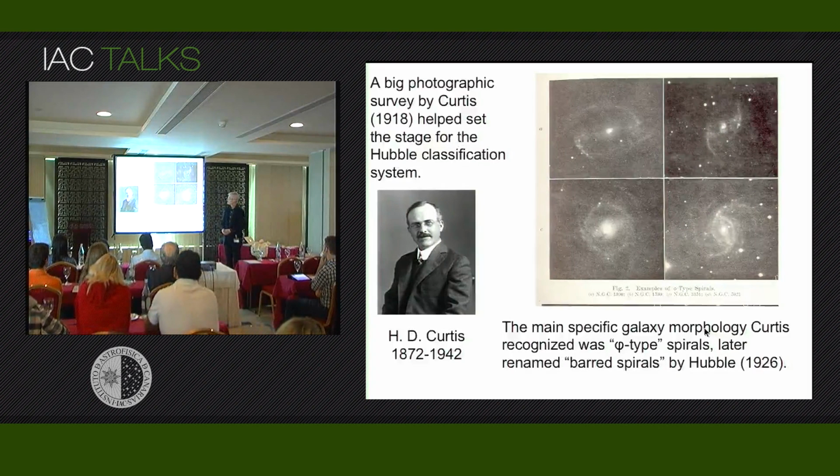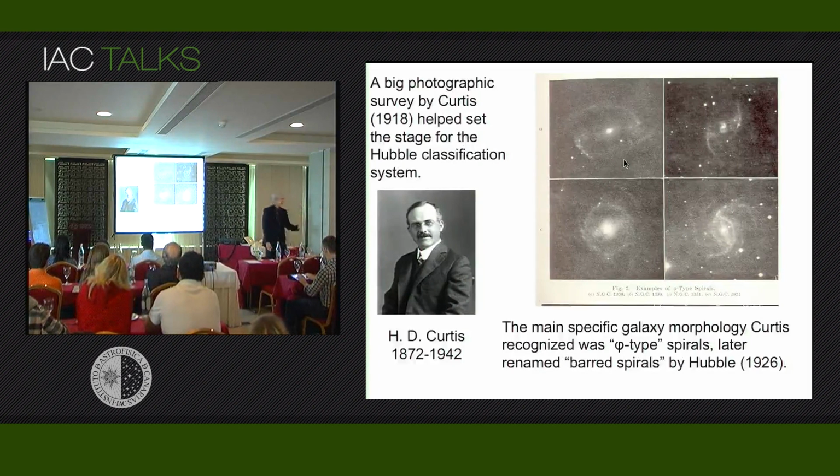Heber Curtis and James Keeler and Edward Barnard did a photographic survey with the Lick Crossley 36-inch reflector in the 1890s to early 1900s. And in 1918, Heber Curtis collected all the data. He interpreted the photographs, and he recognized this type of non-galactic nebula, which we know now to be ring-barred spirals. They were called phi-type spirals by him. And Hubble later renamed them barred spirals. So Curtis discovered them, I believe, at least he brought recognition to them.